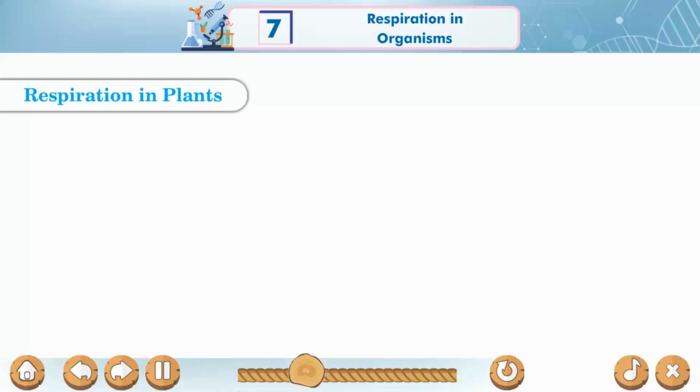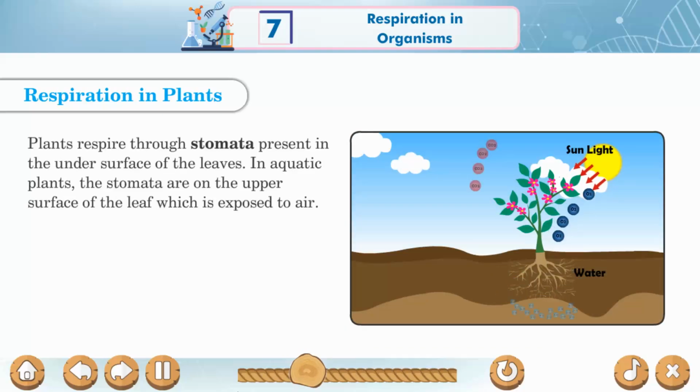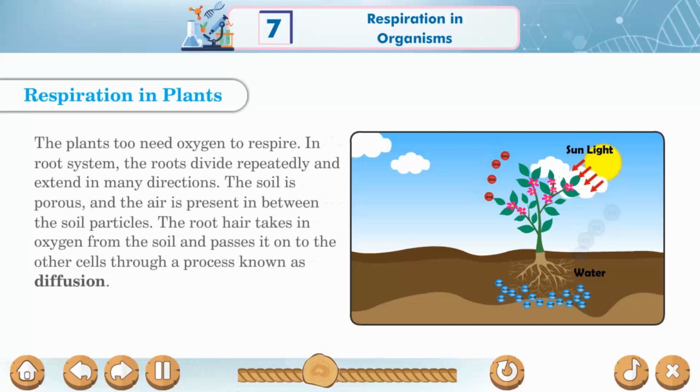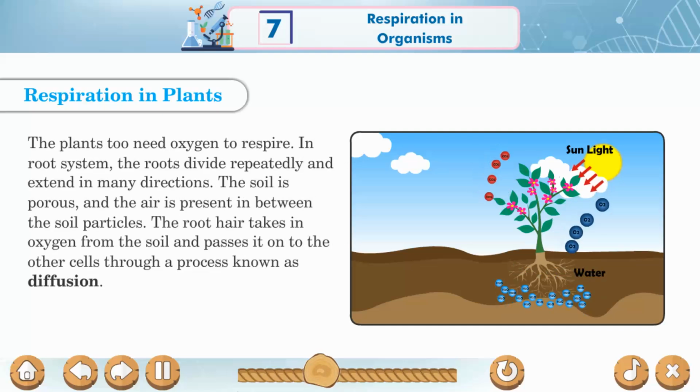Respiration in plants. Plants respire through stomata, present in the undersurface of the leaves. In aquatic plants, the stomata are on the upper surface of the leaf, which is exposed to air. Young stems have stomata on the outer surface, but in old and woody trees, big openings known as lenticels are seen which help the tree in respiration. The plants too need oxygen to respire.